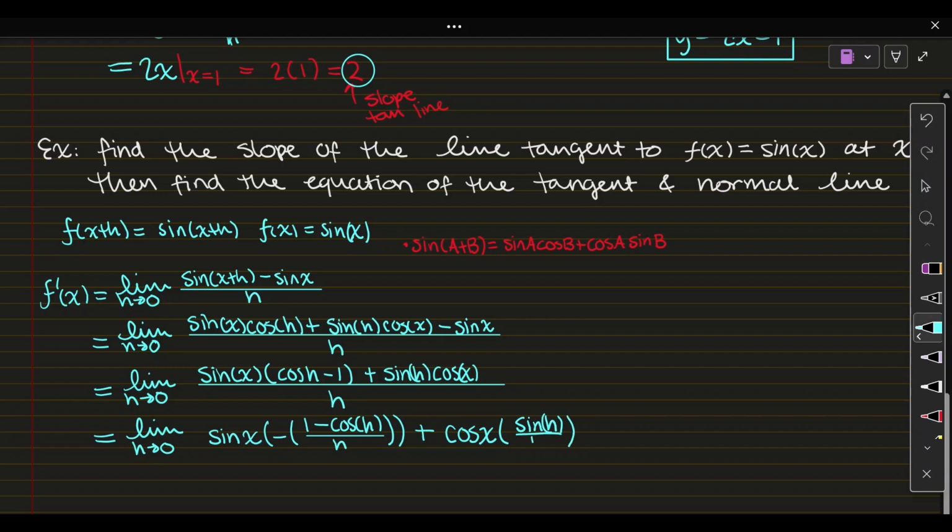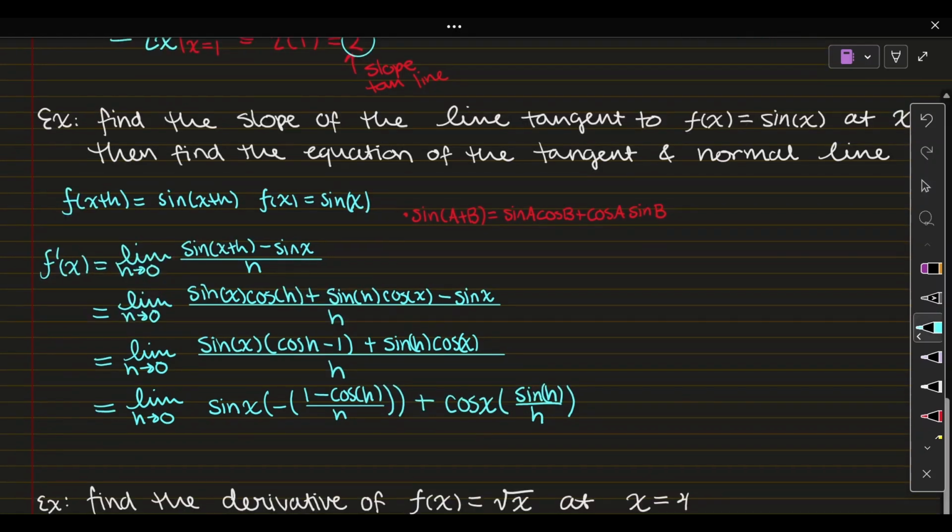I did a lot in that one step, but I challenge the viewer to see how all of that makes sense. So I put a negative on this, dropped this outside, split up the sum like this into two separate summands here. Took this cosine, brought it out front, have sine h over h left over. And then in this term, I took sine h out front, and then I have cosine h minus 1 over h. Add a negative 1, I have 1 minus cosine h over h.